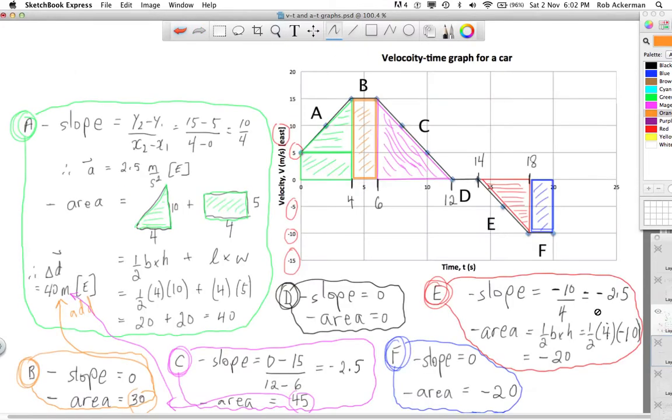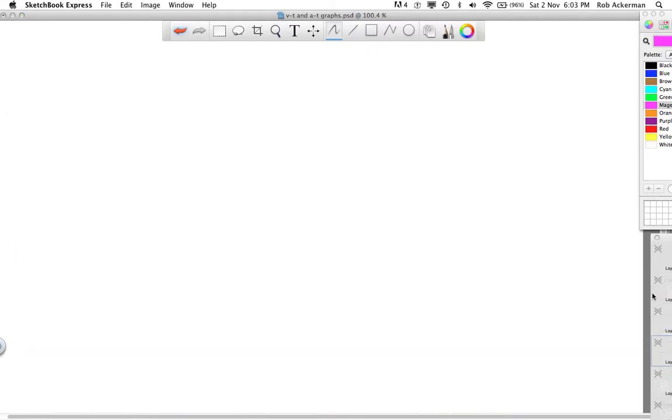Next interval is the magenta interval. So I'm going to select the color magenta. And now what am I doing here? This is a velocity that is becoming less. 15, 10, 5, 0. I'm slowing down, and I'm going 45 meters additionally, 45 more meters as I slow.